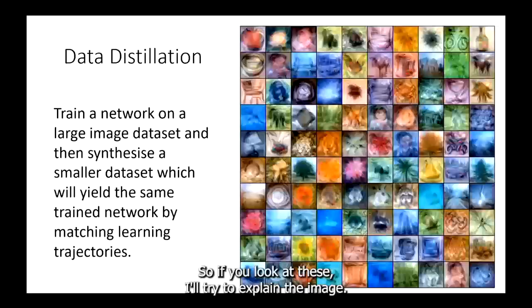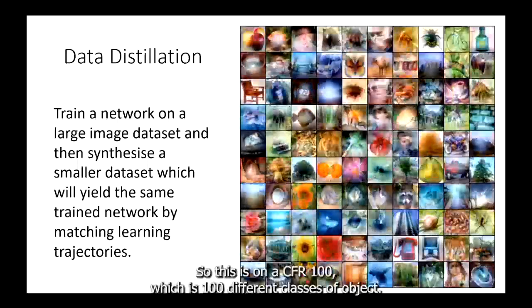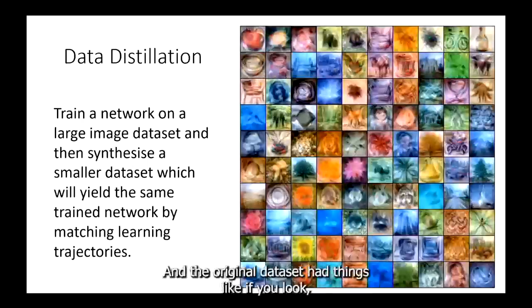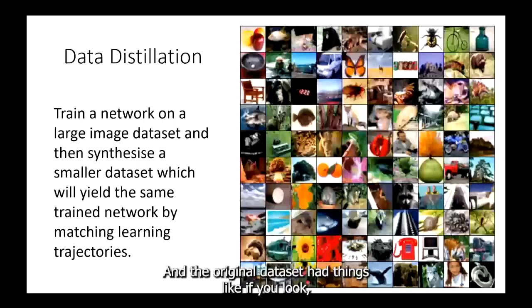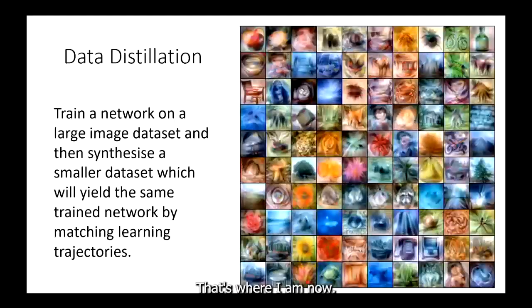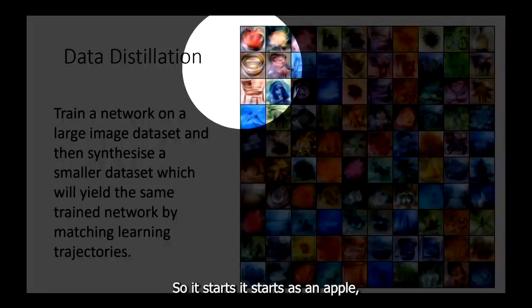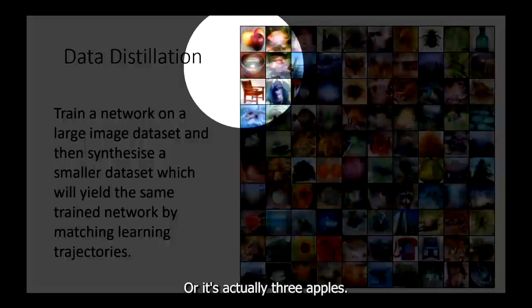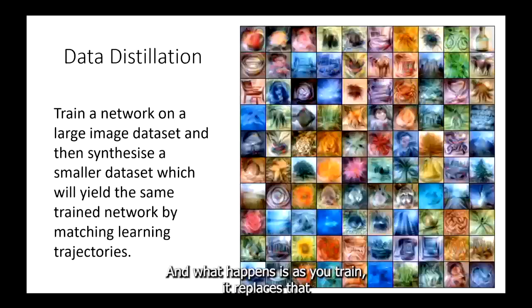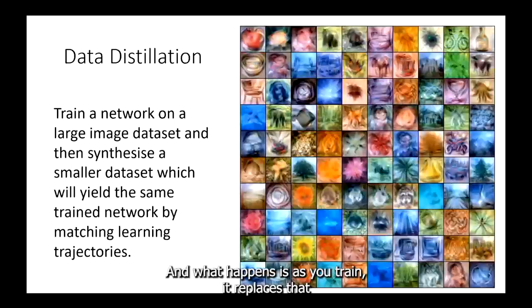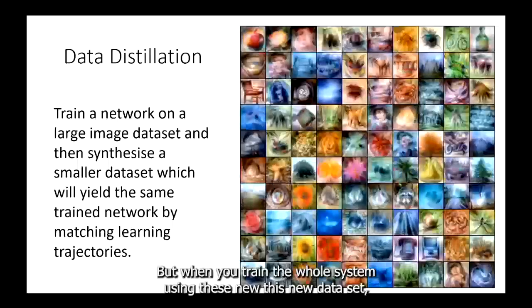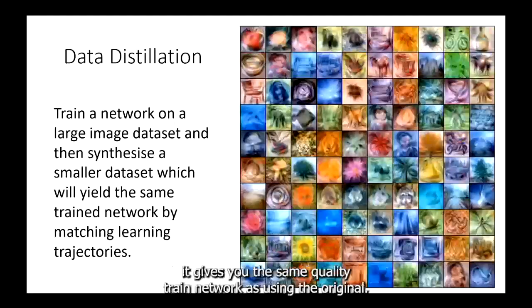So if you look at these, I'll try to explain the image. This is on CIFAR-100, which is 100 different classes of object. And the original data set had things like, if you just look up the top corner, that's where I am now. Just look at this one here. See, it starts as an apple, or it's actually 3 apples. And what happens is, as you train, it replaces that with a synthetic apple. Now it's only 1 apple, but when you train the whole system using this new data set, it gives you the same quality trained network as using the original.